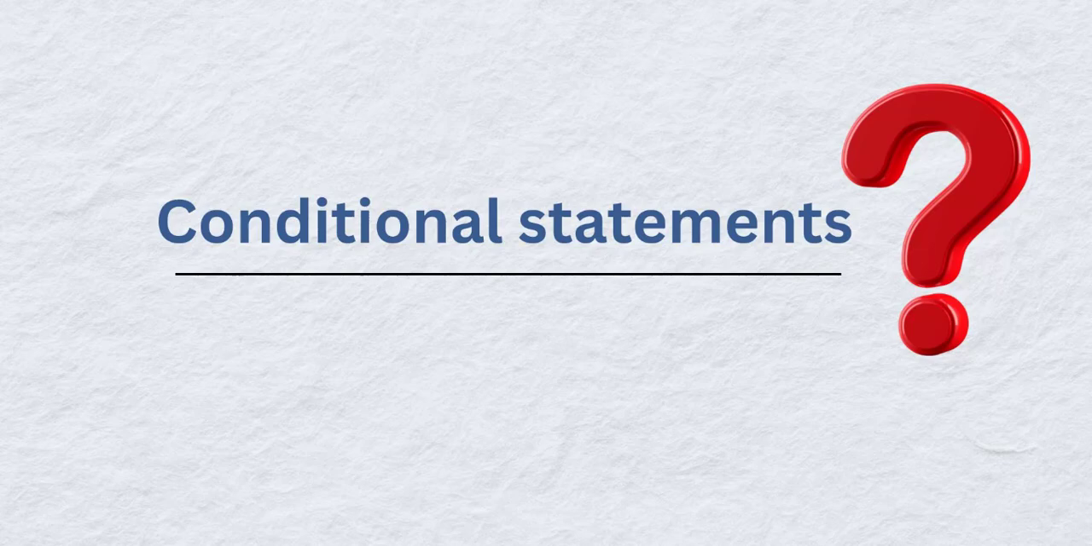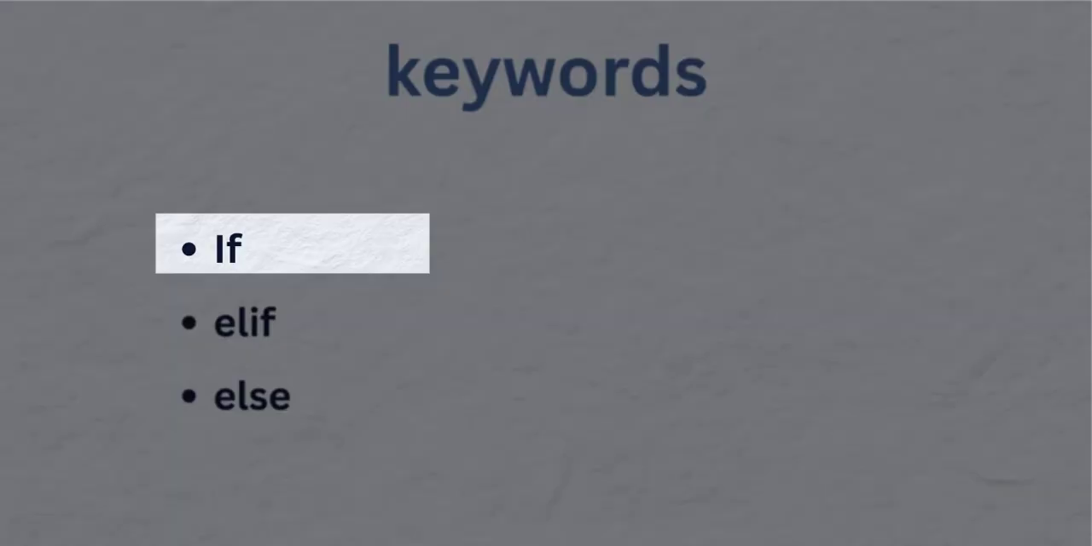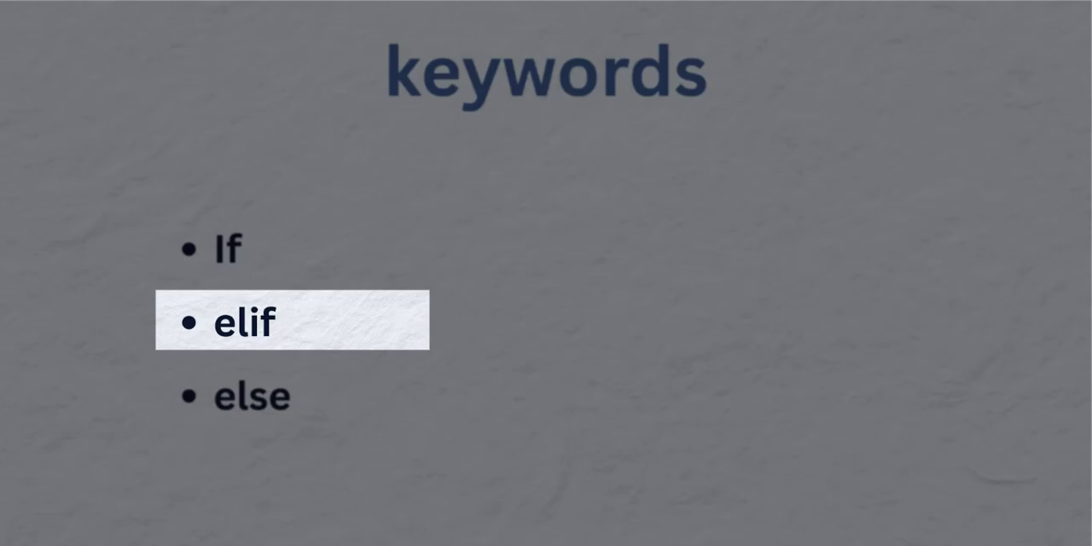So what are these conditional statements? Conditional statements are like rules we set for our program. They check if something is true or false. And then they decide what action to take based on whether the condition is true or false. So the main keywords in conditional statements are if, which checks the condition, and elif, which checks another condition if the first one is false.